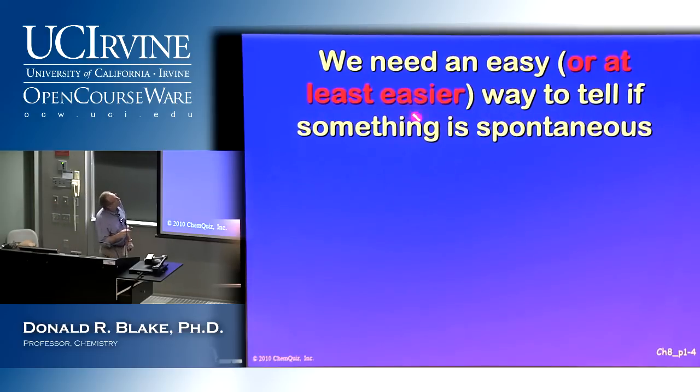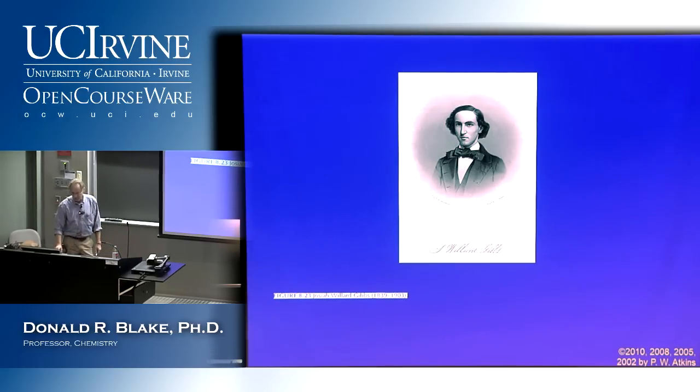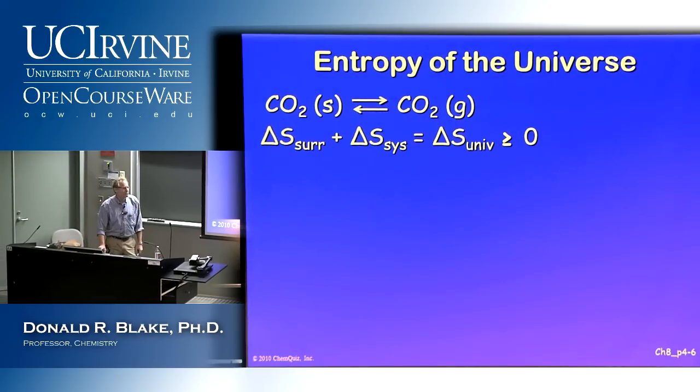And so we need an easier way, at least Don Blake needs an easier way, of telling whether something is spontaneous. The good news is that Willard Gibbs felt the same way, okay? So Willard Gibbs said we need to come up with some sort of a mathematical term that will allow us to determine whether something really is spontaneous or not. A quantity, and not one that is somewhat abstract like delta S total. You have this in your notes, okay? I'm just going to go to the end.